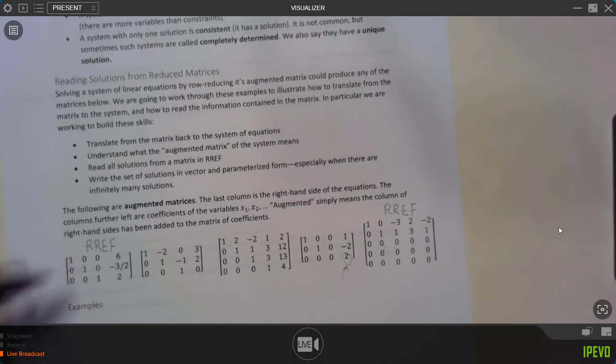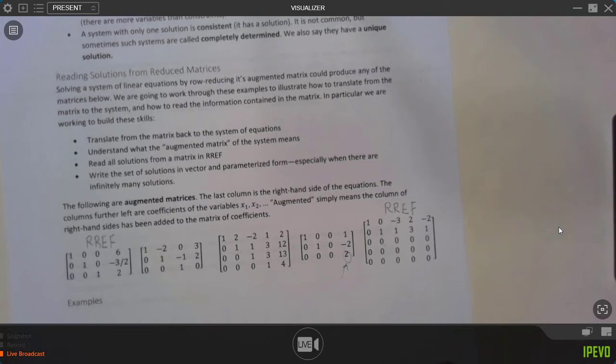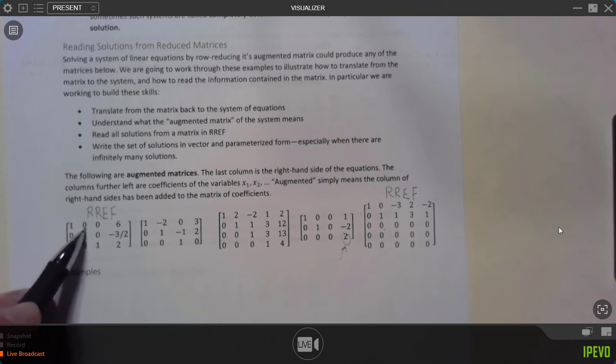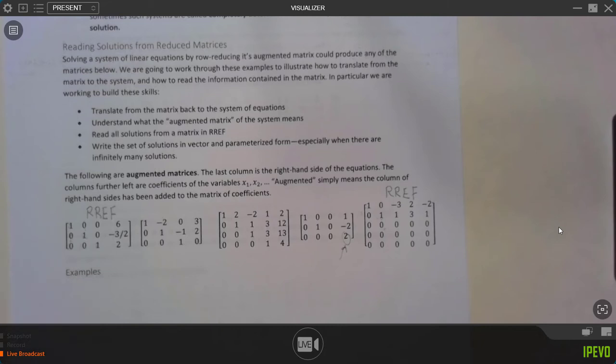So all it's saying is this: as you look at these leading ones, as you go further down, they move further into the right in the matrix. So I don't have something like a 1 here and then a 1 here. That's not allowed. And it's very easy, if the matrix passes every other test, to fix that. You just swap around their order.